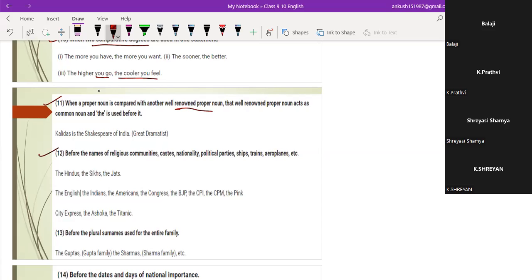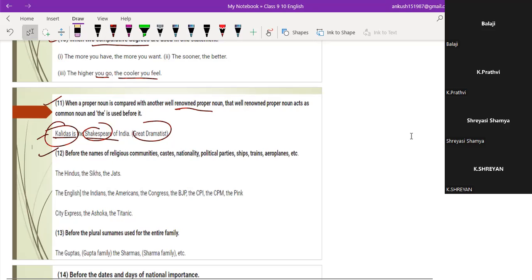Understood? For example, Kalidas is the Shakespeare of India. Who was Shakespeare? He was the great dramatist. And here in India, who was the great dramatist? Kalidas. So we may compare these two renowned personalities. Understood? For example, suppose, but that example would not work here because we do not use "the" before that. We use "an". Let it be.